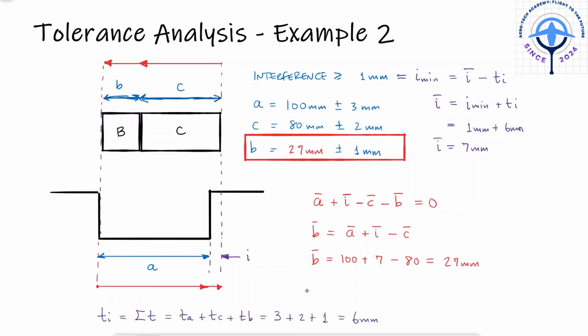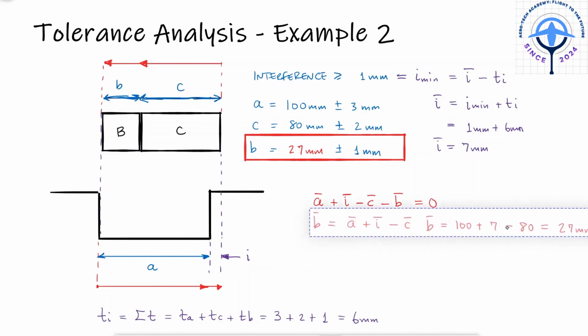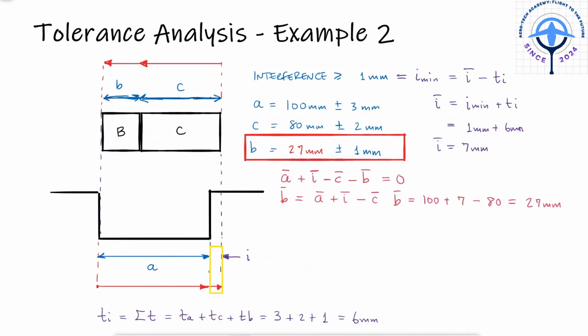Let's both confirm that the answer we got is correct, and let's check for the maximum interference in this situation. The minimum interference will happen when B and C are small and the hole is large. This confirms that our answer is correct. The maximum interference will happen when both boxes are large and the hole is small.